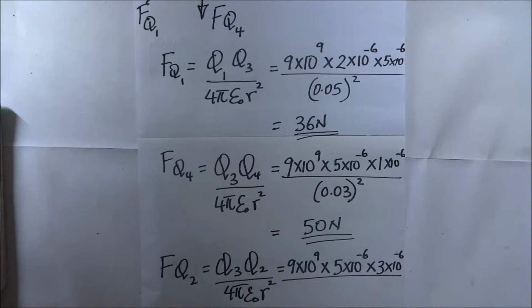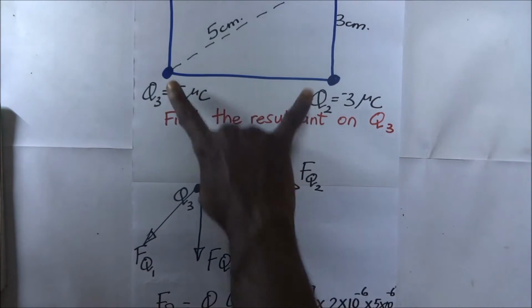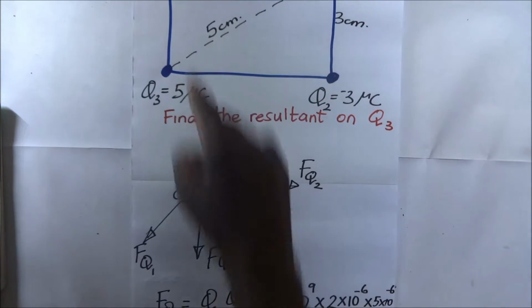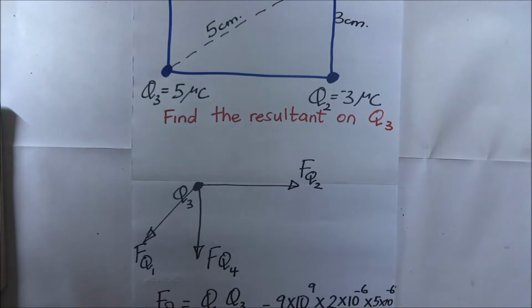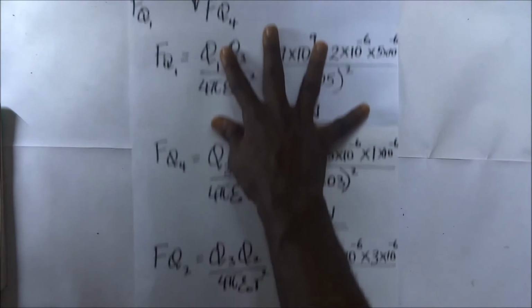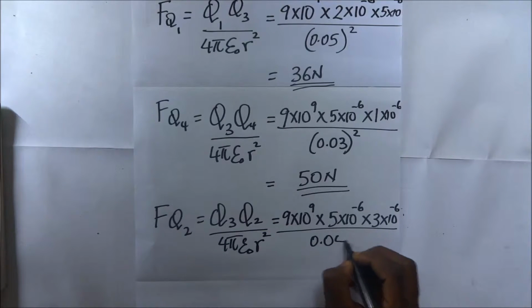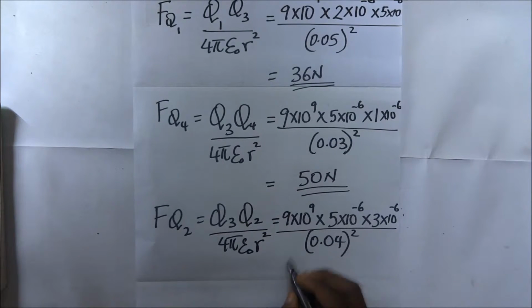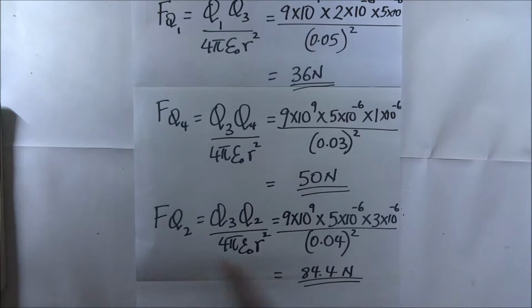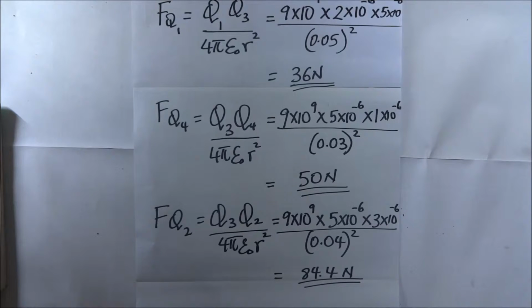Divide all that by their separation. The distance between Q3 and Q2 is 4 centimeters. Converting that to meters gives 0.04 meters, so we divide that by 0.04 squared. Our answer here will be 84.4 newtons. That is our force, the force acting on Q3 due to Q2.